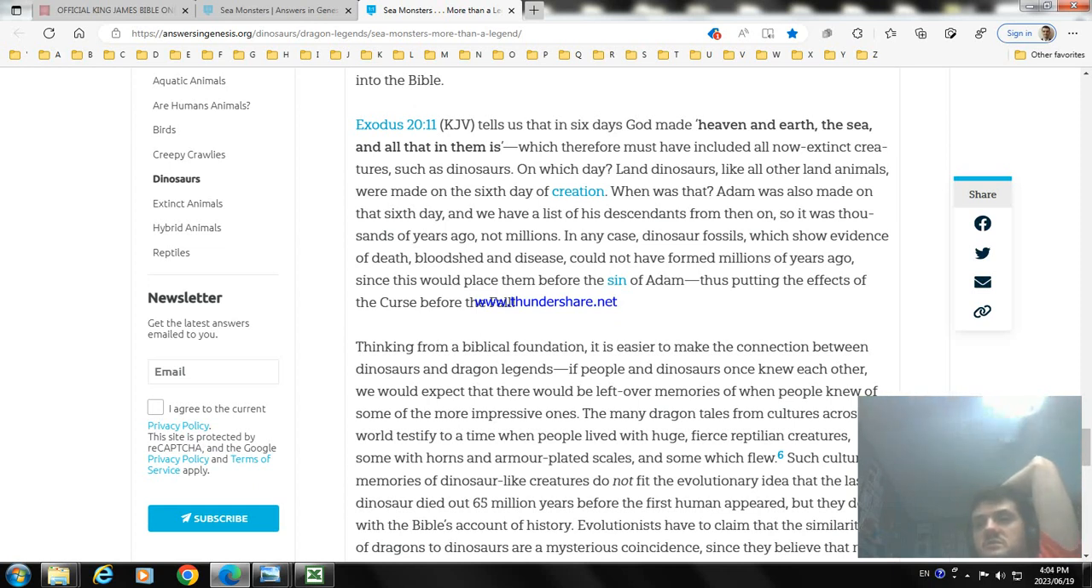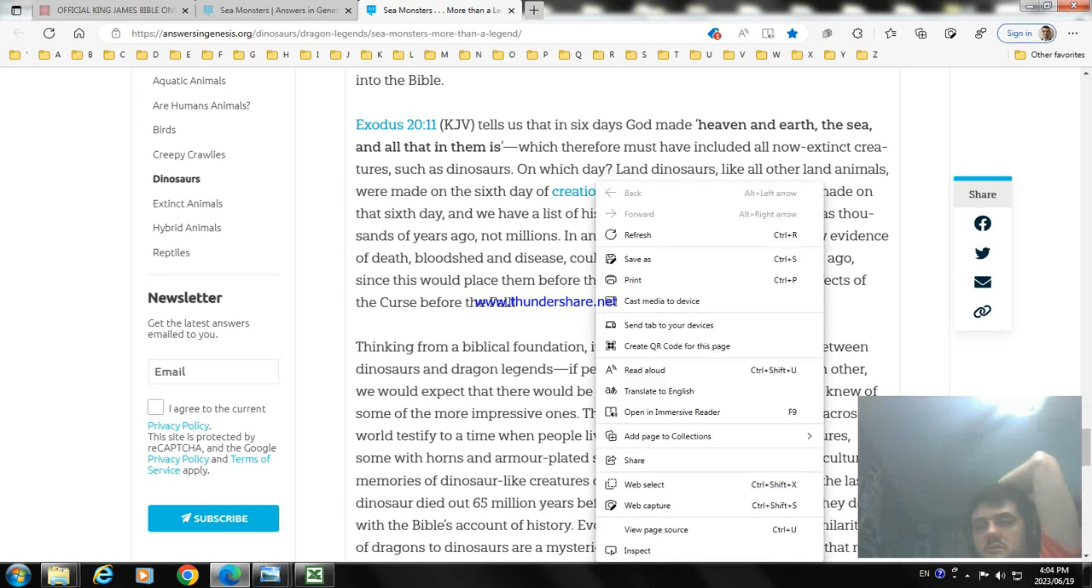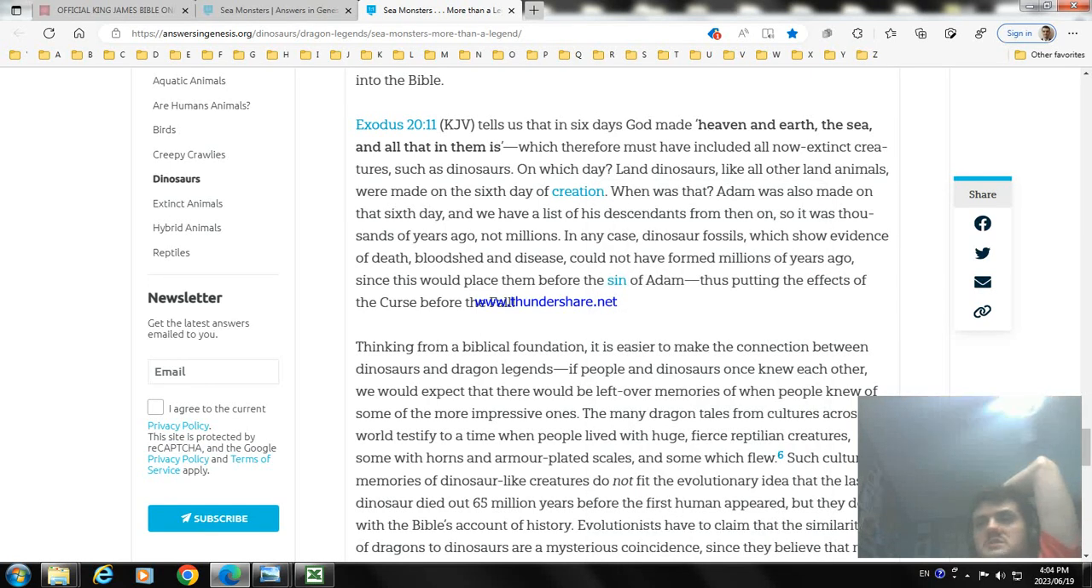Dinosaur fossils show evidence of death, bloodshed, and disease, which could not have existed millions of years ago. This was said to be before Adam, thus putting the effects of the curse before the fall.